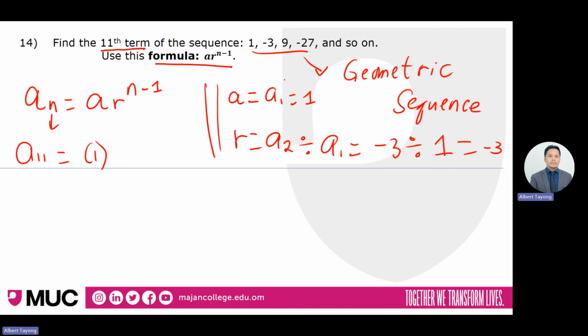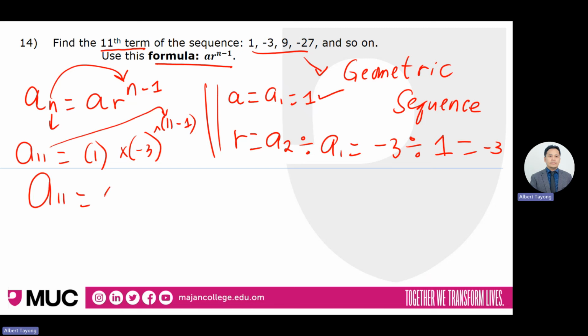A is 1, and our R is negative 3 raised to the power of 11 minus 1, because our n should be equal. So this is 11, so this should be 11 here as well. So our A sub 11 is 59049. Okay, that is the 11th term. So this is very simple. The formula is given. You just have to find A and R and plug in the values, use the calculator, you get the answer.